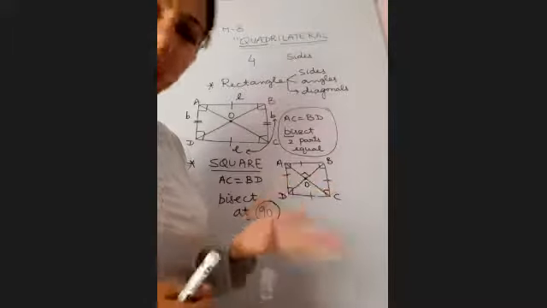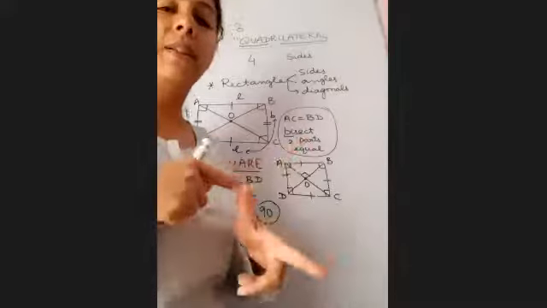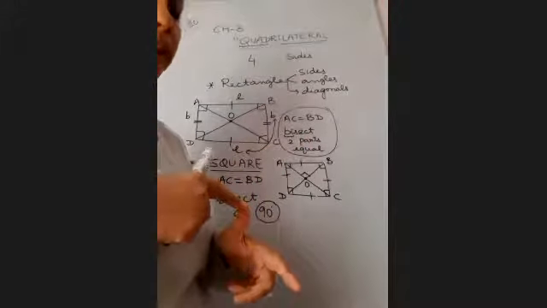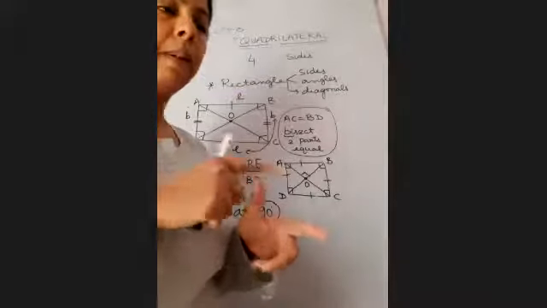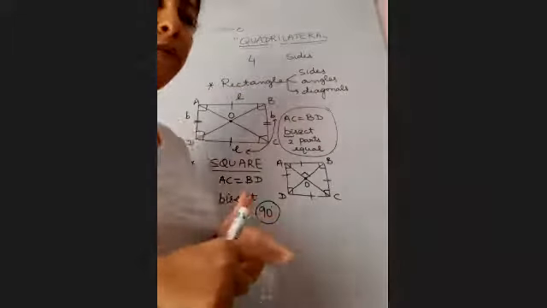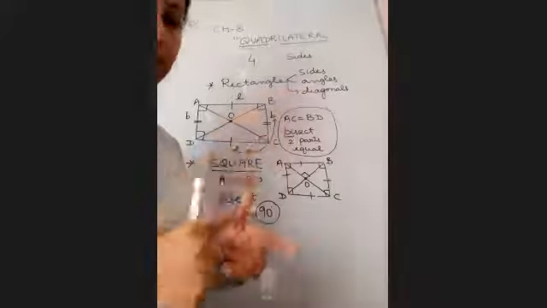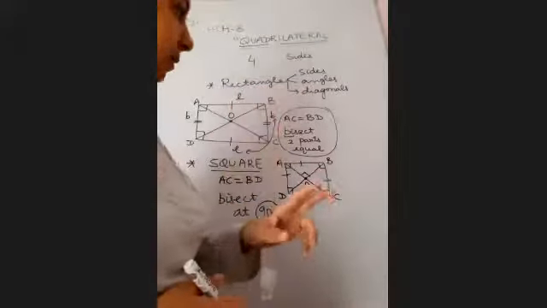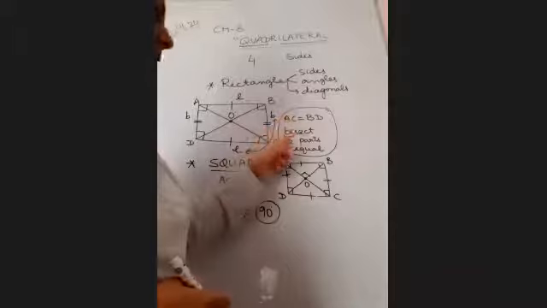Equal. So a rectangle becomes a square if its adjacent sides are equal. Okay? Second thing, where was the difference? It was in the sides. Angles are already 90, diagonals are equal, bisecting.